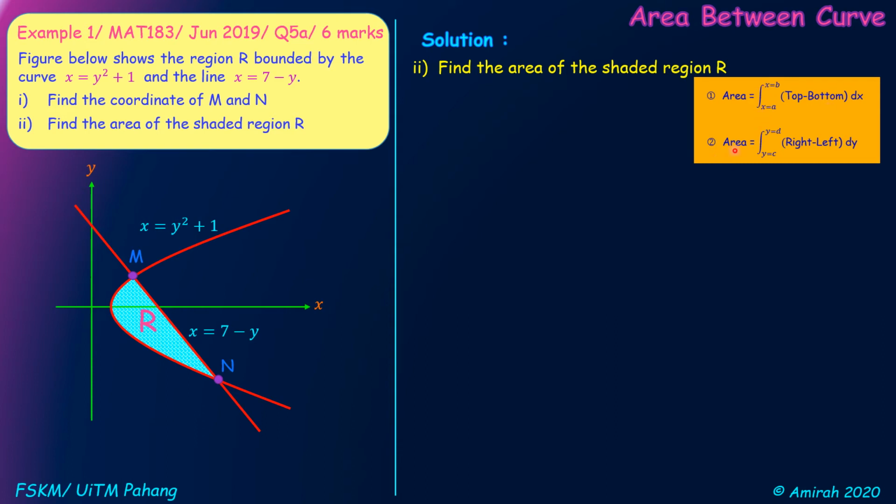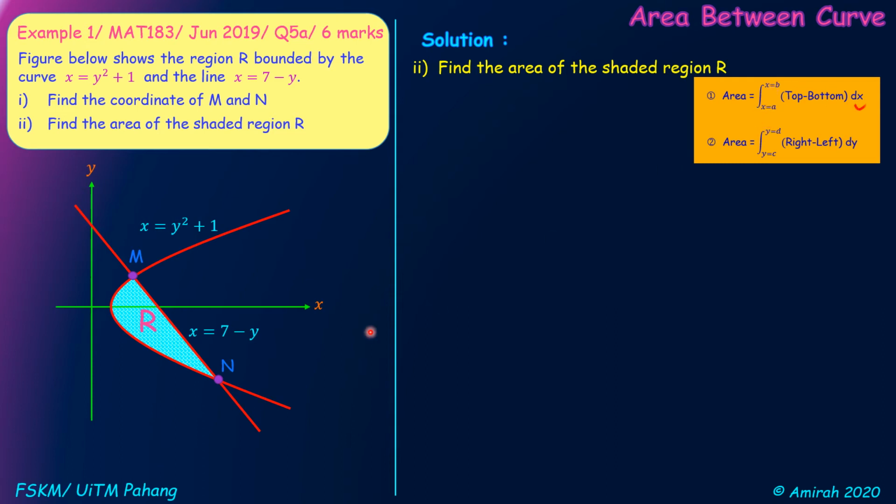And if we use the second formula, we need to integrate with respect to y, and we use right minus left, and we use limit on the y-axis. Okay, so now we can check which formula is suitable. Let's say we check with the first formula, meaning we integrate with respect to x. So we need to check the values on the x-axis.